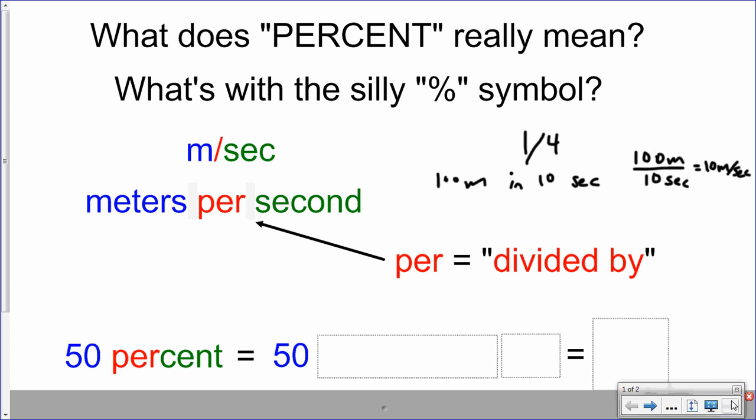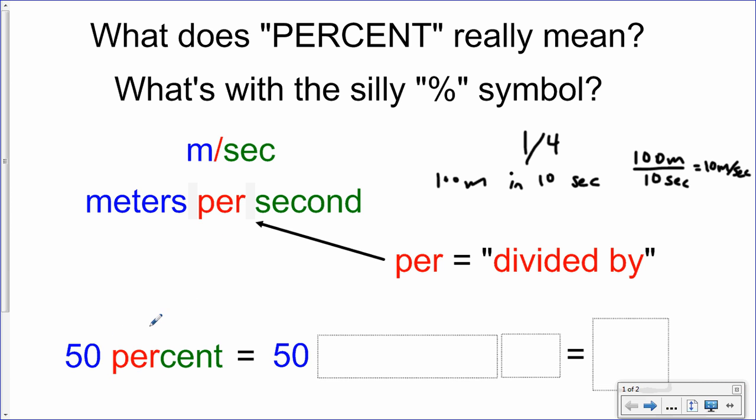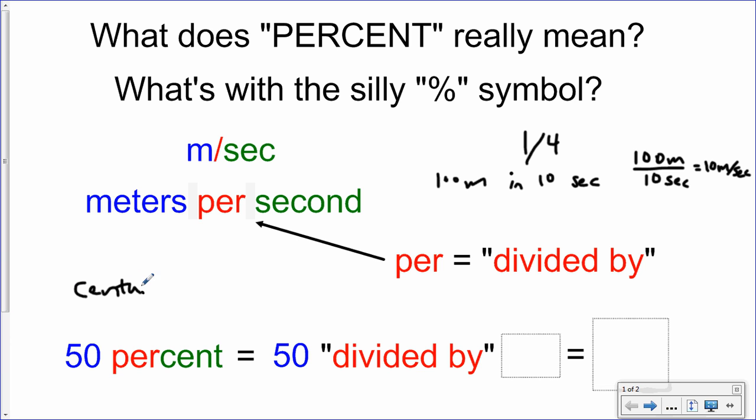Since we just mentioned 50, percent means 50 divided by something. 50 divided by what? Well, let's see. Think of a word that has cent in it, like perhaps the word century, or perhaps the word centimeter, and so forth. What do these two words have in common?